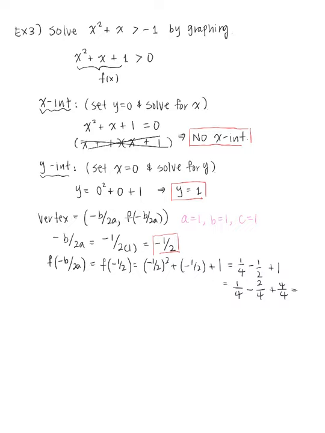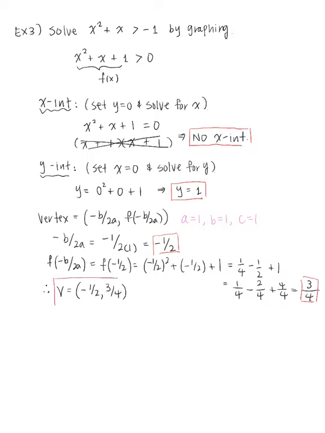So then what do we get here? We're going to have a 4 in the bottom. 1 minus 2 is minus 1. Minus 1 plus 4 is 3. So we're going to have 3 over 4. All right. So it looks like our vertex is going to be at negative 1/2 and then 3/4.